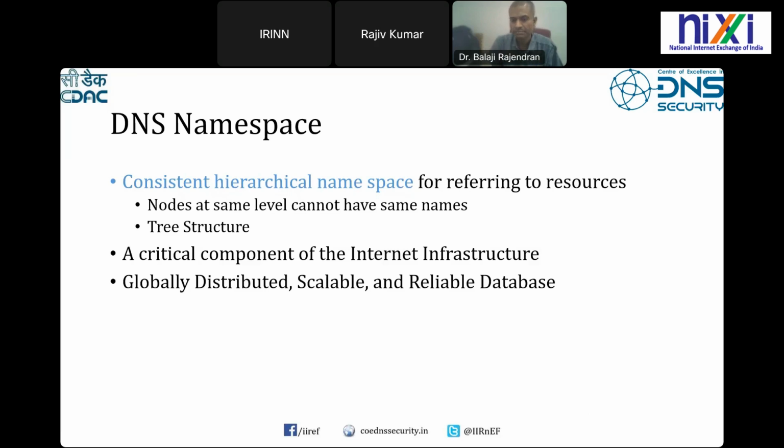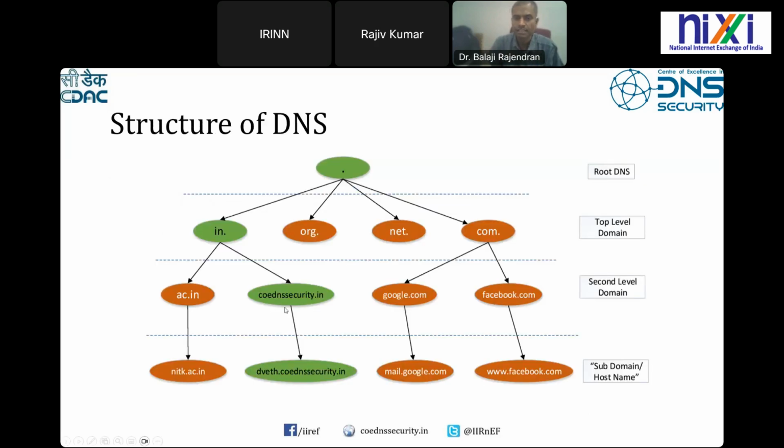So what I mean by distributedness is, for example, root is responsible only for its immediate next down level, next step. Say ICANN is basically responsible for managing .in, .org, .net, and .com. So it has only that particular data within it. It does not have all of the data. For example, .in has only the data for, as per this image, ac.in and coidnssecurity.in, and not about google.com or facebook.com. They do not manage them.